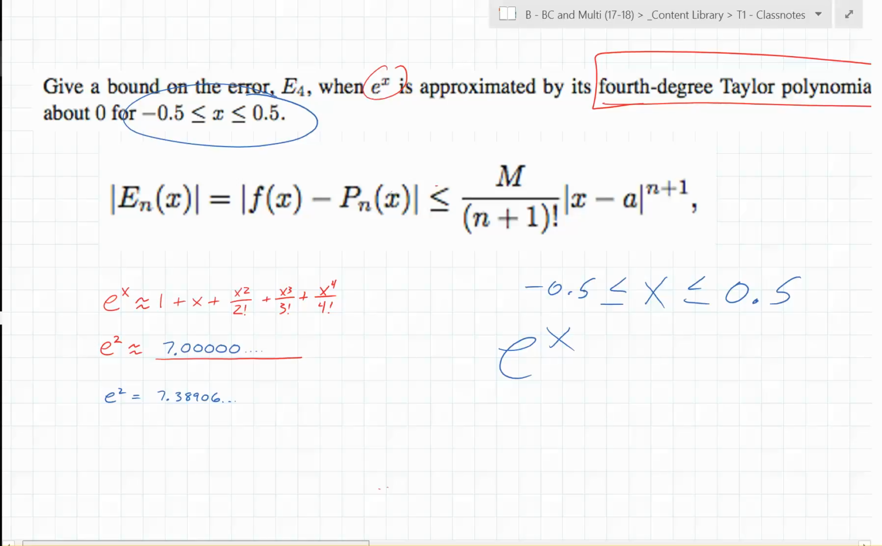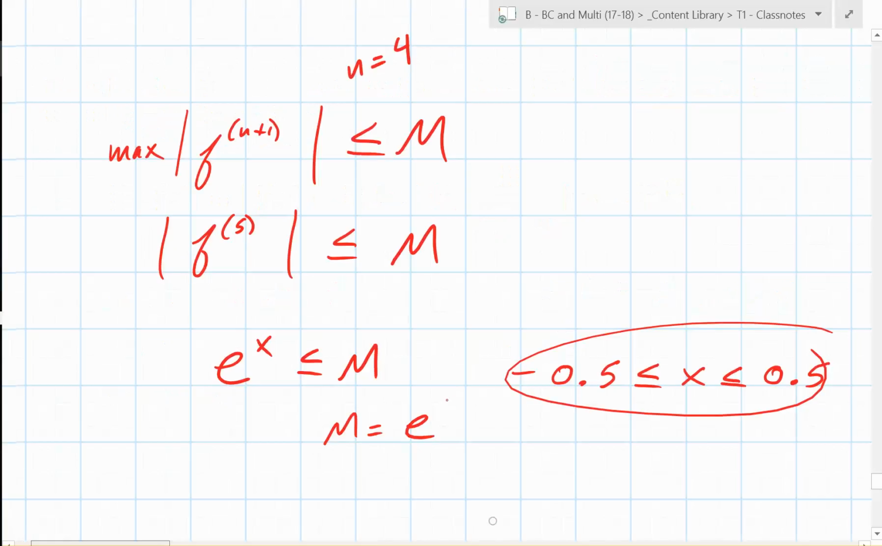Look what it says here. n plus 1 factorial, x minus a. So can we start filling in some of those values? Yes. So what is our n value? e to the 1/2. We want it to be bigger than the biggest thing it could be, e to the 1/2. Now here's the thing.